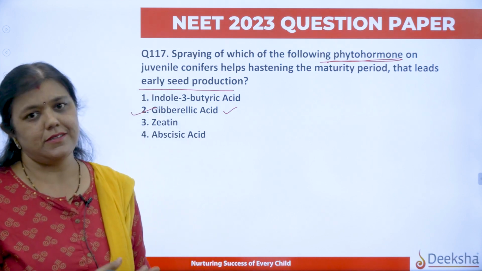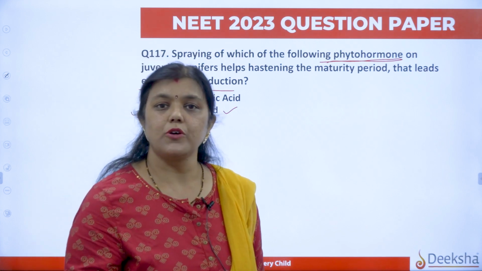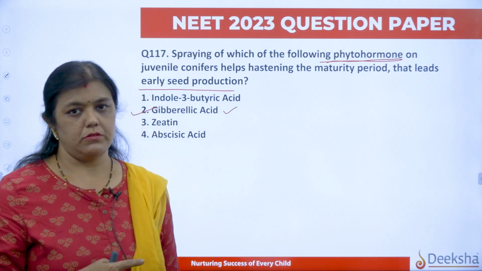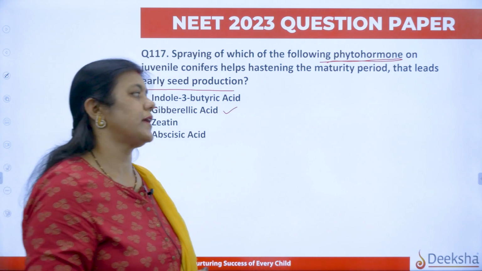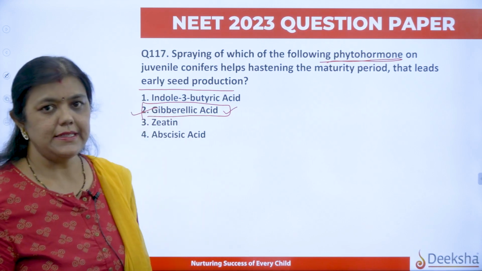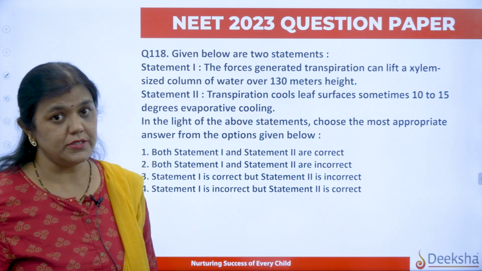And abscisic acid is obviously not possible, because I hope you know that it suppresses the growth. It's not allowing the plant to grow, and here we are talking about growth. So obviously this cannot be the correct answer. So here we are going to go with gibberellic acid as the correct answer. Next question, let's go to question 118.